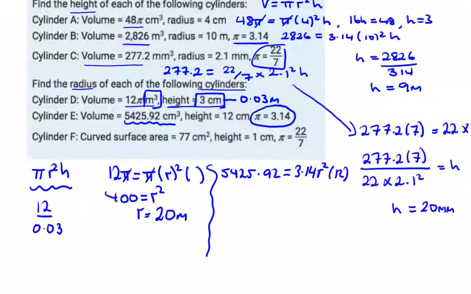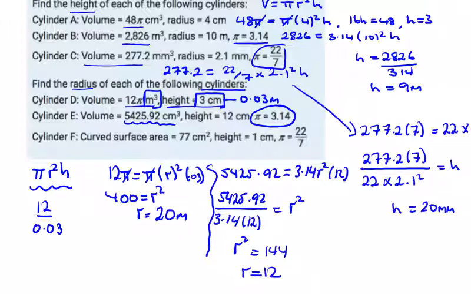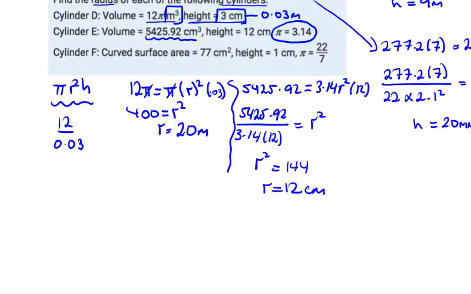So 0.03. So this one here, if we divide 5425.92 by 3.14 times 12, we're going to get what r squared is. So r squared is 144. So r in this case being 12 centimeters.